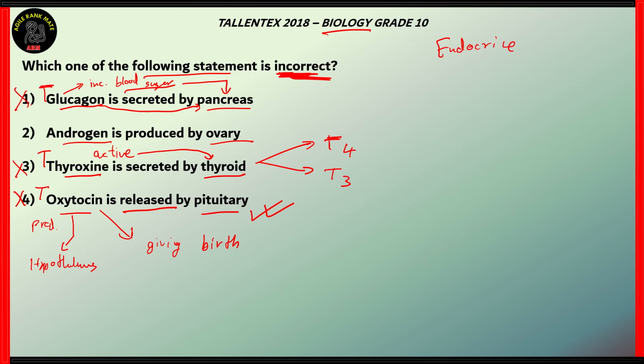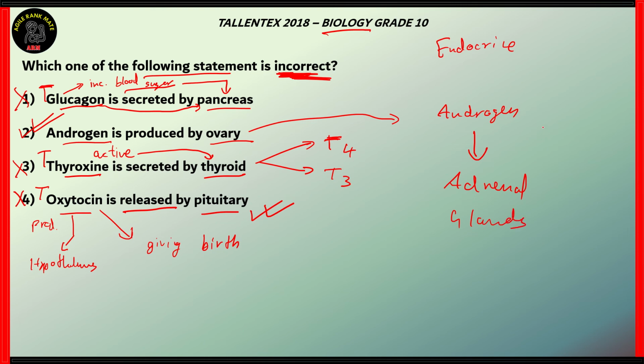So option 1 is incorrect because the statement is true. This leaves the only option that can be correct, option 2, androgen produced by ovary. Now, why is this statement incorrect? Androgen, its main producer, turns out to be the adrenal glands. So therefore, it might be produced in the gonads in trace amounts, but the main producer is the adrenal glands.